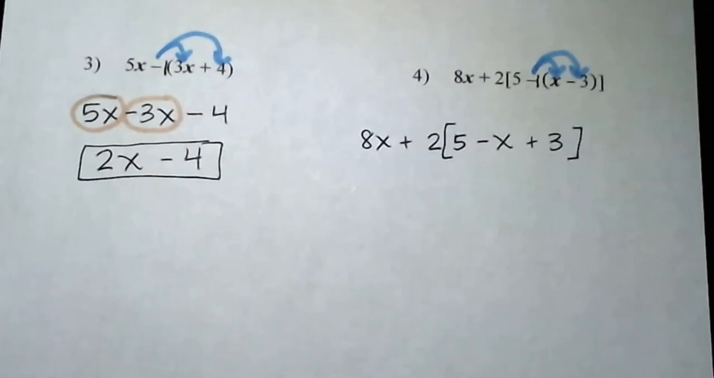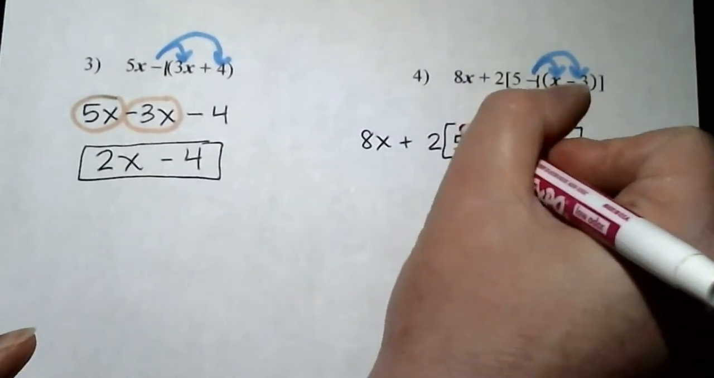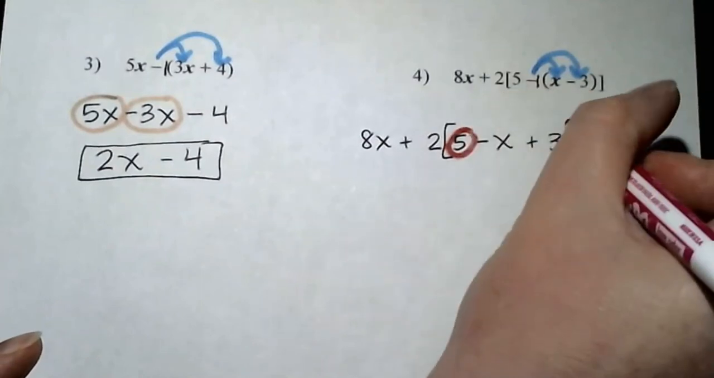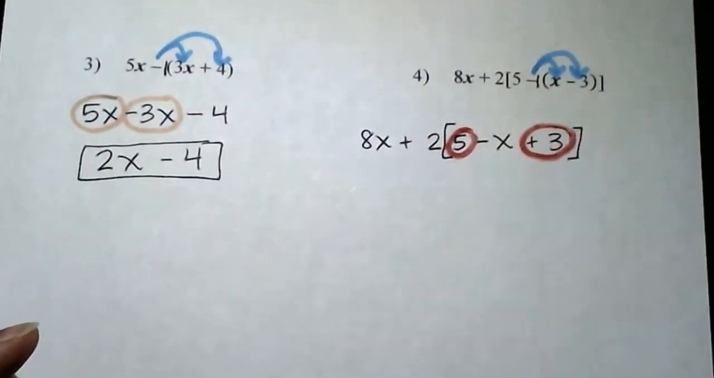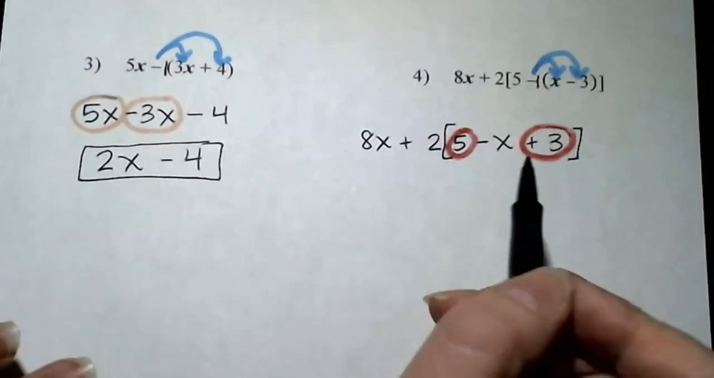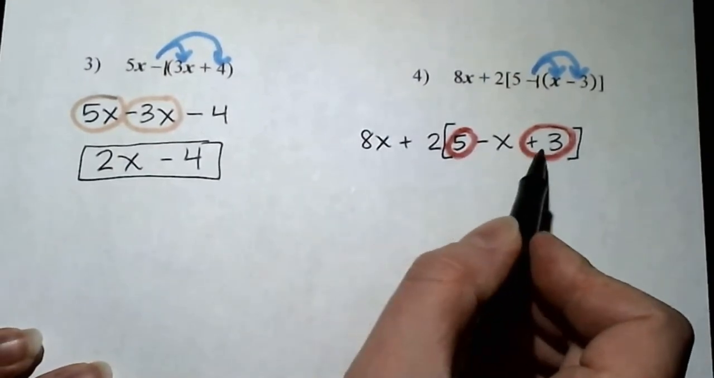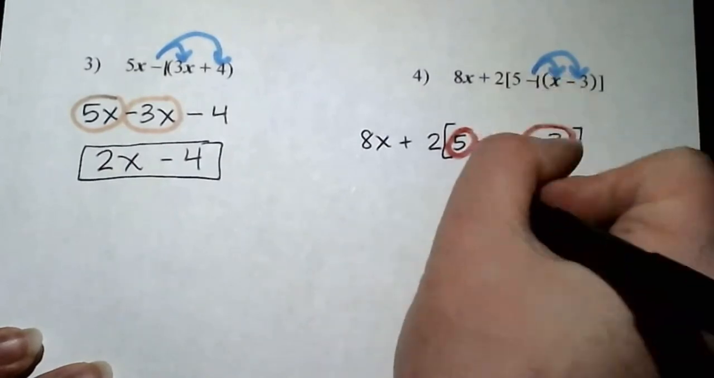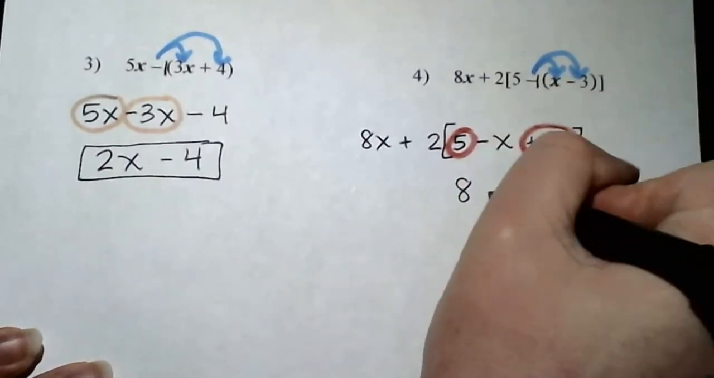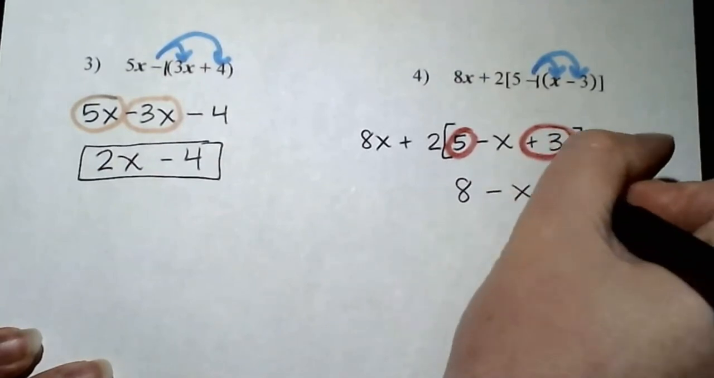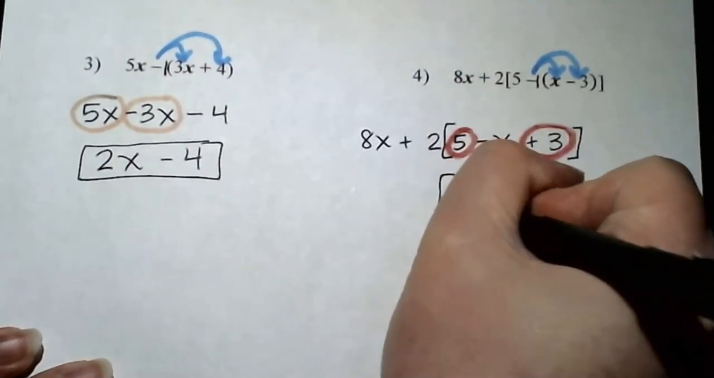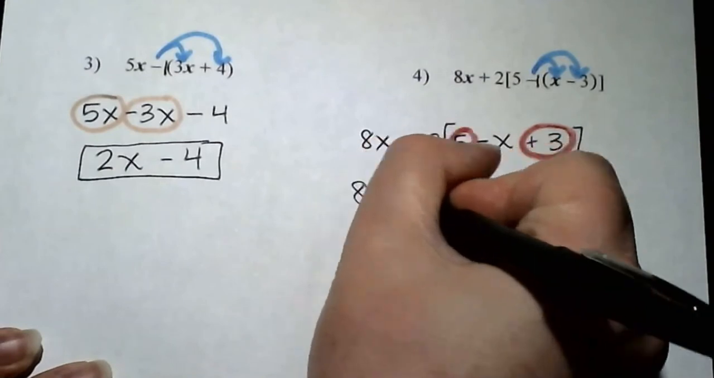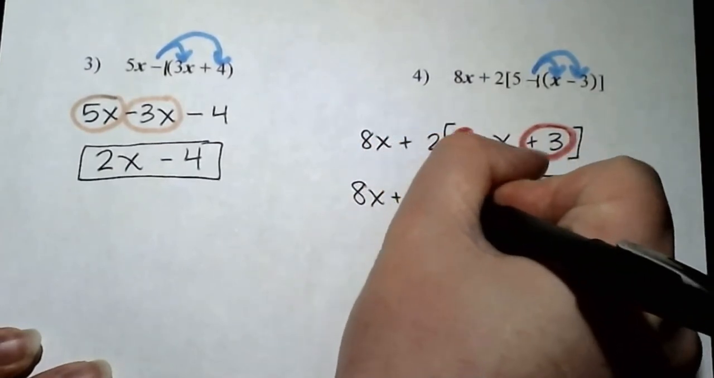Now, inside of these parentheses, or these brackets, I see like terms that can be combined. So anytime I can combine, I'm going to do that first because it's less distributing to do later. So this is a 5 plus a 3, which is 8. And then I'll bring down the minus x and everything else that I haven't used yet.